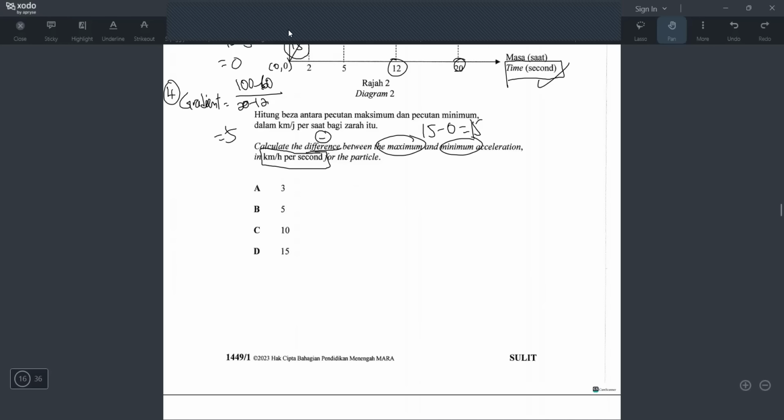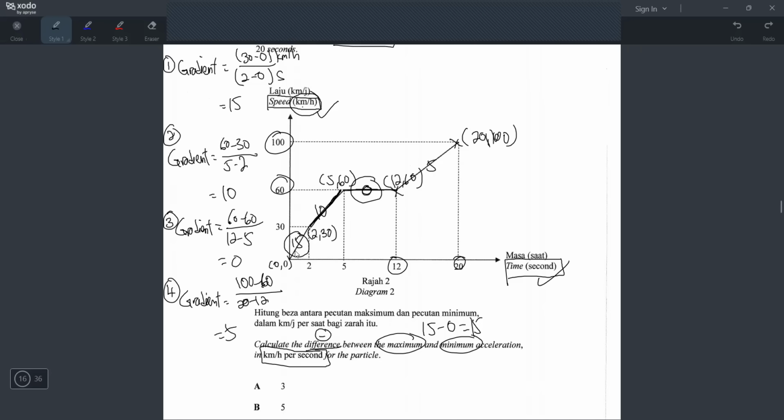This is the correct answer. Let me explain a bit. When the line is going up, it means it's accelerating, if it's a speed-time graph. This one also accelerates because it's going up. But if it's flat, it means the time is increasing but the speed never changes. It means this is constant speed or uniform speed. During this time, the car never increases its speed or decreases its speed.